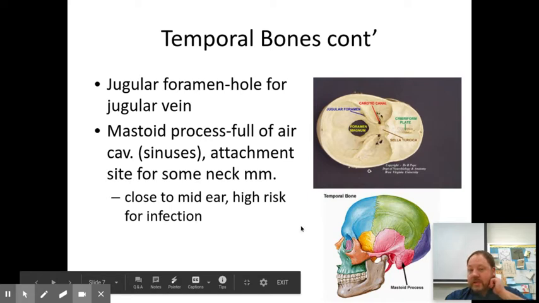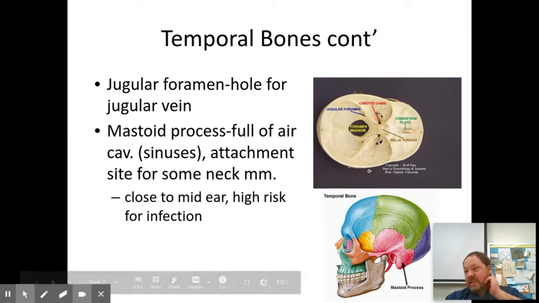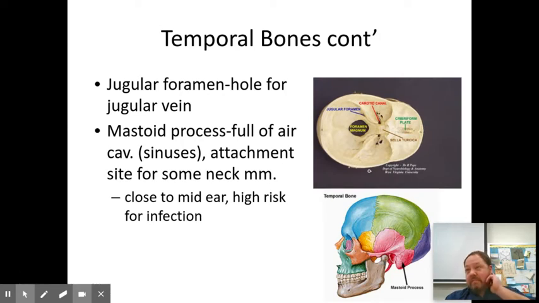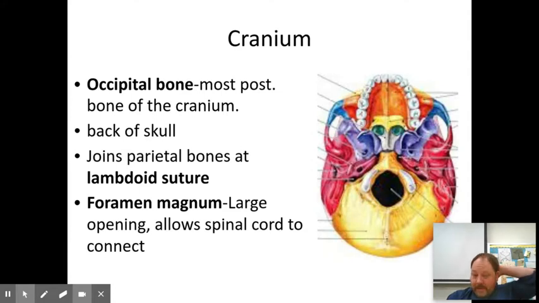Now, it also has little air pockets or sinuses. So sometimes people get sinus infections or ear infections and can have inflammation in that mastoid process and feel pain. Okay, in the back of the skull, we have the occipital bone. That connects to the parietal bones with what's called a lambdoid suture.